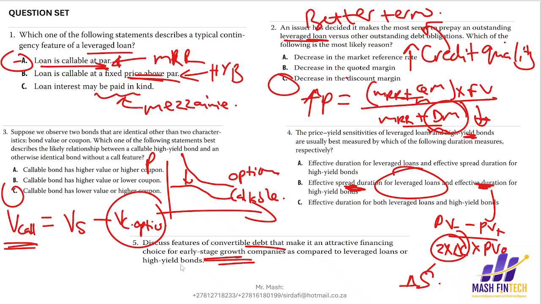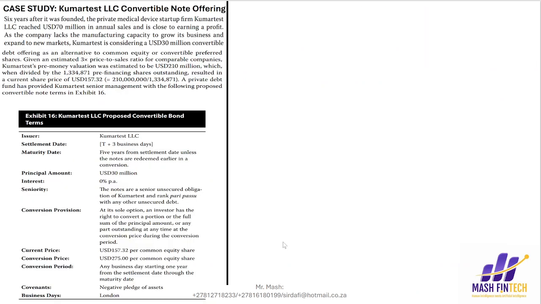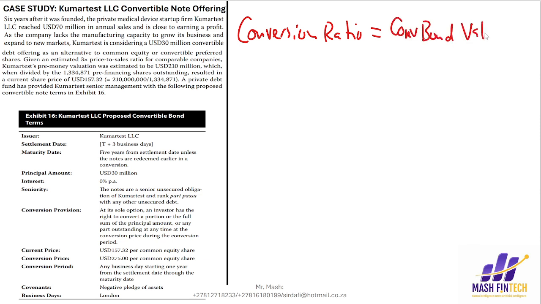So those are the points that you need to take into account. All right. And then I want you guys to take a look at this case study on Kummersted. This is going to help you understand some of the calculations with regards to convertible debt. But one thing that you have to remember is that the conversion ratio is given by the convertible bond value divided by the conversion price.